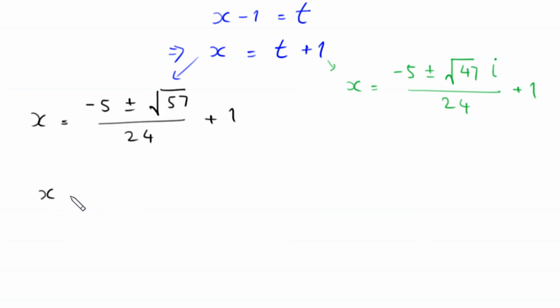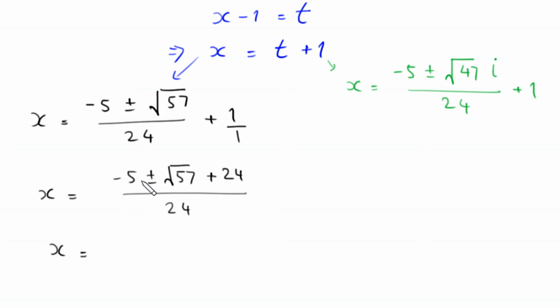Next, x is equal to, we can write the denominator of this one as 1. We take the LCM, LCM is 24. So this negative 5 plus minus root 57 will come here, plus 24 divided by 1 is 24 times this one 24. So from here we get the value of x is equal to negative 5 plus 24, 19 plus minus root 57 divided by 24.